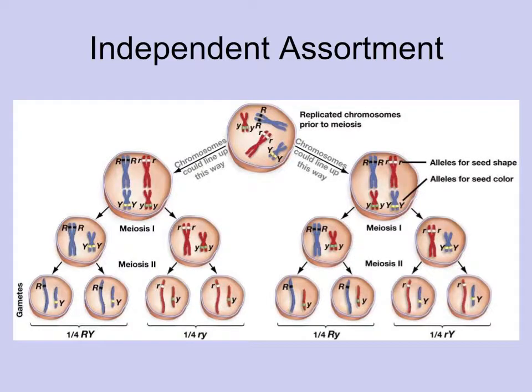During meiosis, independent assortment occurs. When the homologous chromosomes line up in metaphase 1, the orientation of the maternal and paternal chromosomes is random. This produces varied haploid gametes.